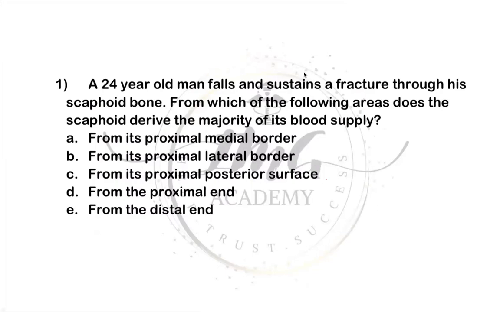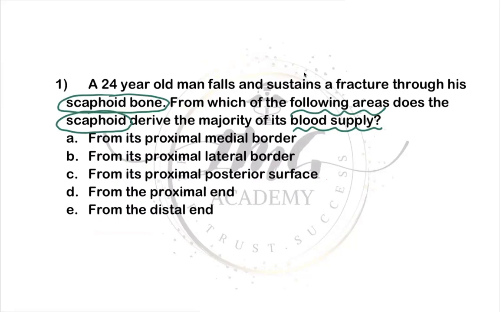Okay, wait. Before you read the questions further, A, B, C, D, E, what you need to do is you have to understand what is the basic question they have asked. Here they're asking about the blood supply, right? This is the blood supply they have asked, but for what? They have asked the blood supply for the scaphoid bone, right? These are the simple questions that we're going to learn tonight.